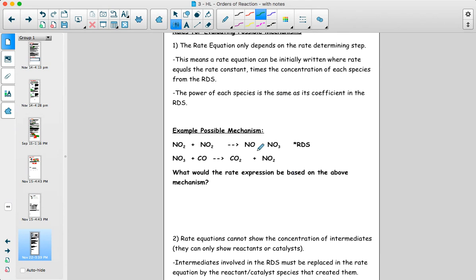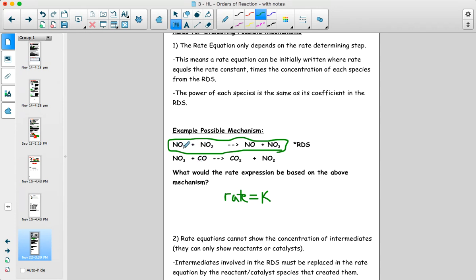So what do I mean by that? If this is a possible two-step mechanism, and I've starred that the first step is the rate determining step, what would we end up with as a rate equation? Well, if this is the rate determining step, then this is the only step that really matters, so that's what I'm going to focus on. Because that's the rate determining step, the rate equals some rate constant, and then it equals, well, what's involved in the rate determining step?